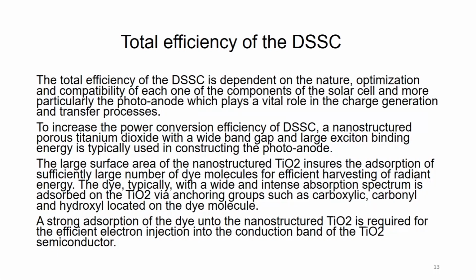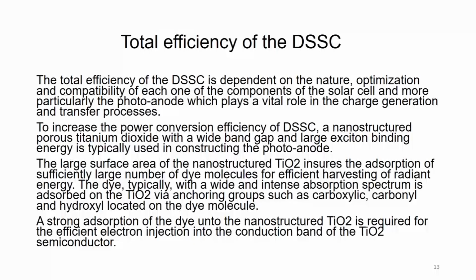The large surface area of the nanostructured titanium dioxide ensures the adsorption of a sufficiently large number of dye molecules for efficient harvesting of the radiant energy from the solar energy. The dye, typically with a wide and intense absorption spectrum, is adsorbed on the titanium dioxide via anchoring groups such as carboxylic, carbonyl and hydroxyl groups located on the dye molecule. So, that chelation that we learned in the dyeing and mordanting processes is applicable here also. Titanium dioxide has to offer good chelation, or rather titanium should, and that chelation happens through carboxyl, carbonyl and hydroxyl groups located on the dye molecule.